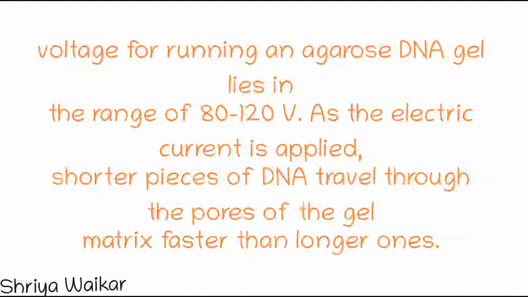As the electric current is applied, shorter pieces of DNA travel through the pores of the gel matrix faster than longer ones. Thus the longer pieces of DNA remain near the well, while the shorter pieces of DNA are close to the positive end of the gel.